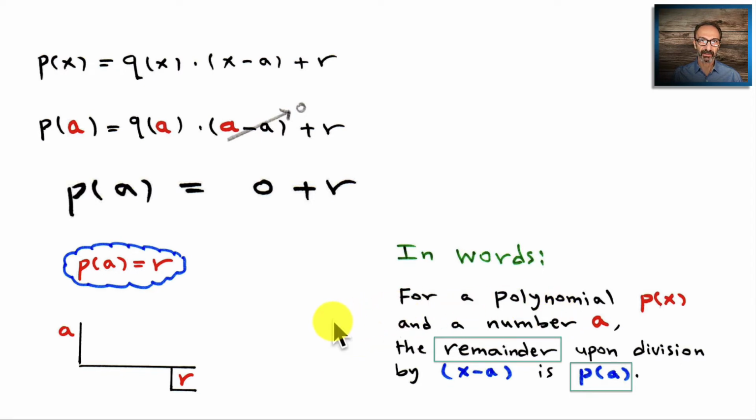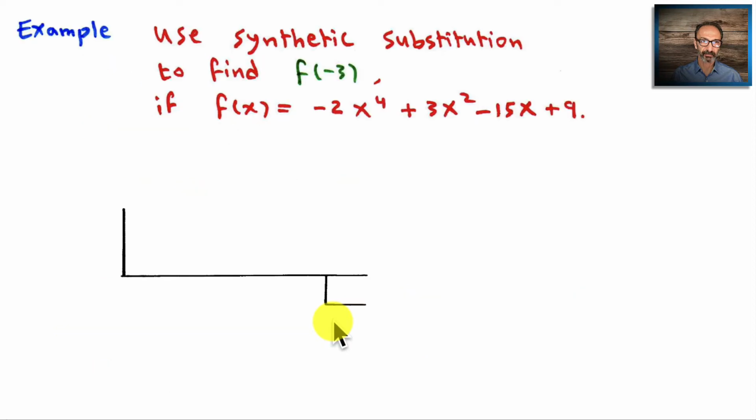Let's practice and take some examples. Use synthetic division or substitution to find P of negative 3, or f of negative 3, if f of x equals the following. That's my polynomial.